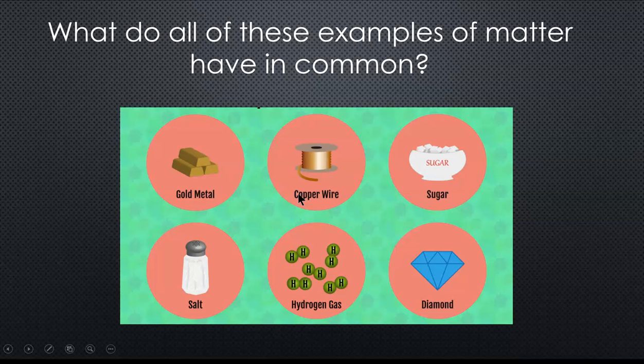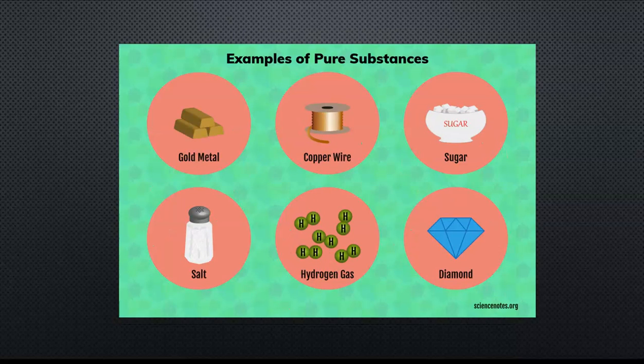For today's challenge, I'd like you to start off by looking at all of these examples and determine what they have in common. We've got gold, we've got copper wire, some sugar, salt, hydrogen gas, and a diamond. What do each of these examples of matter have in common? If you said that each is a pure substance, you would be 100% correct.